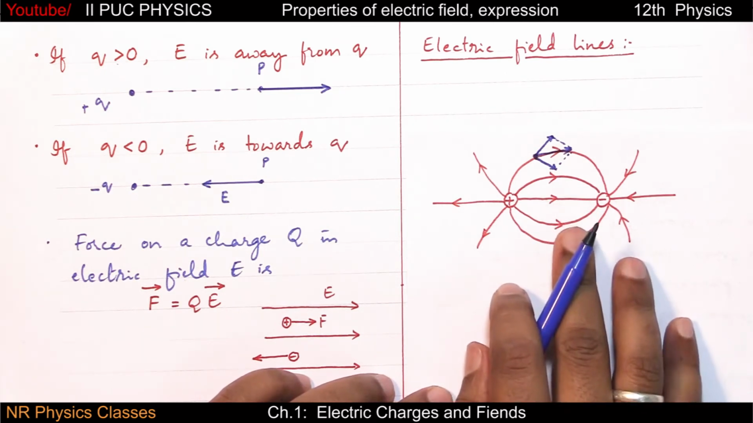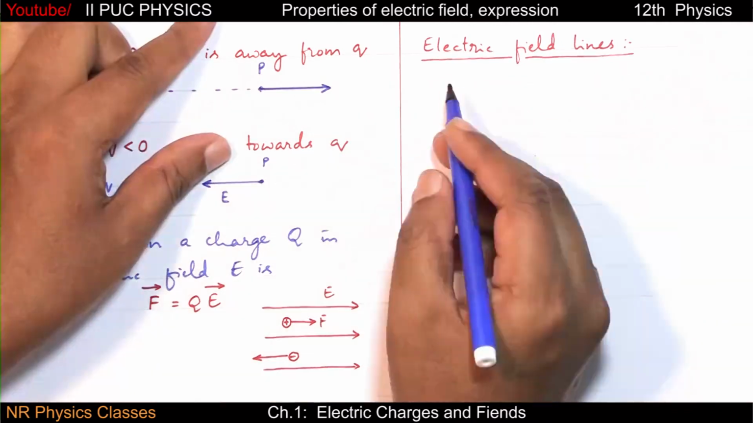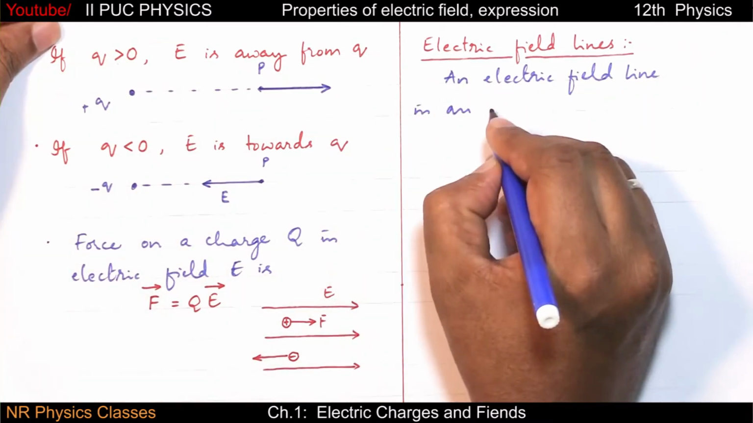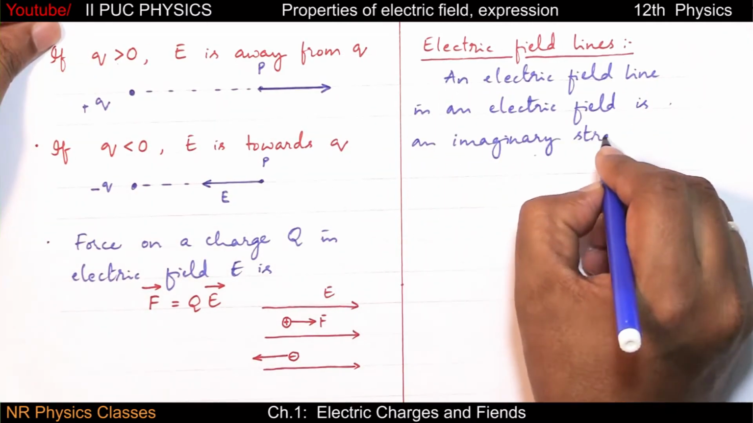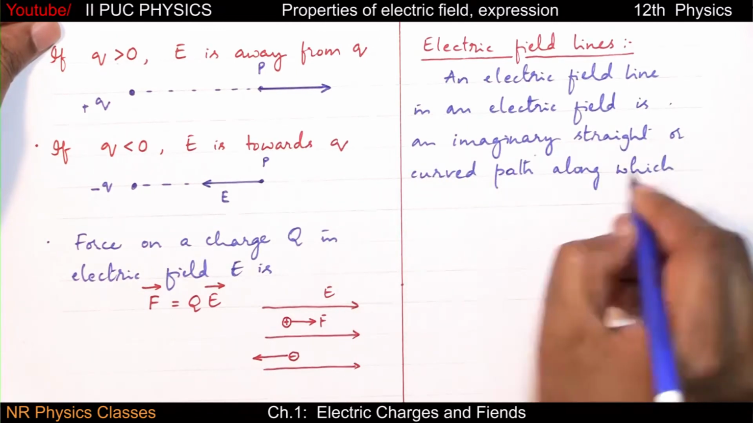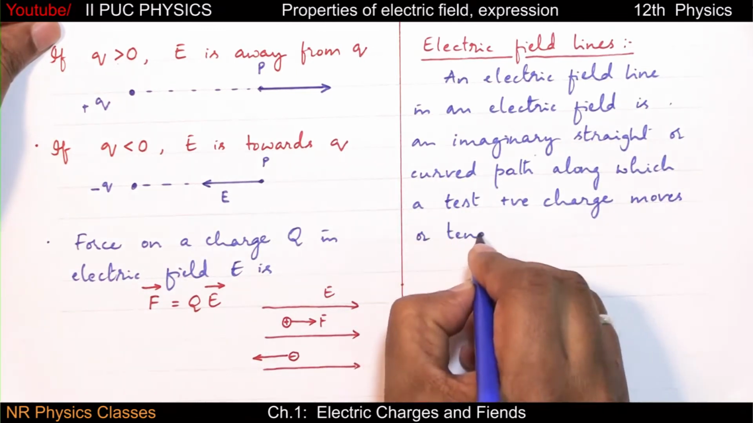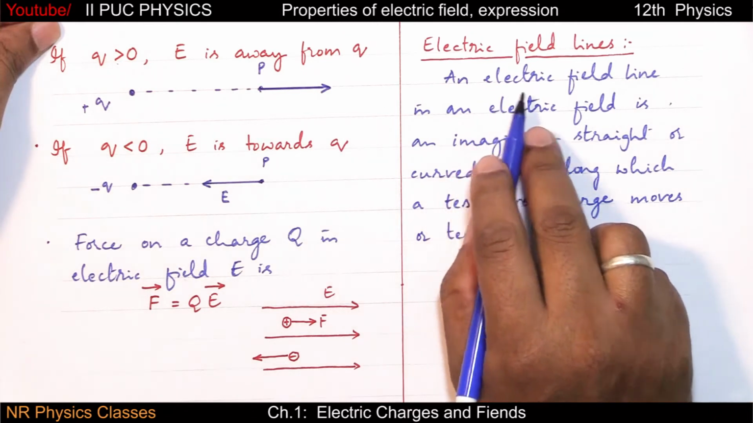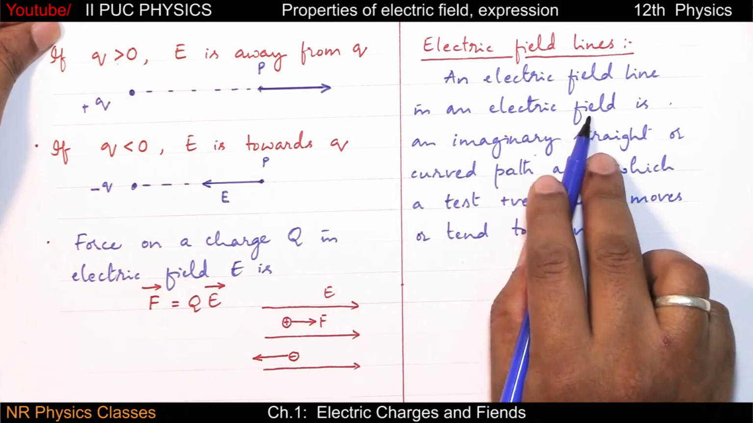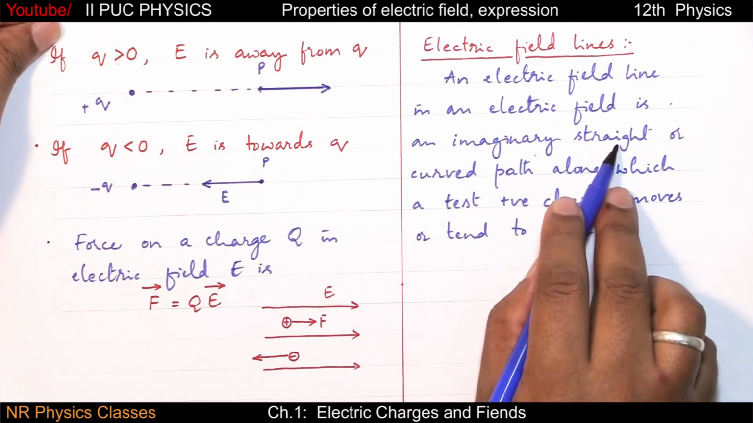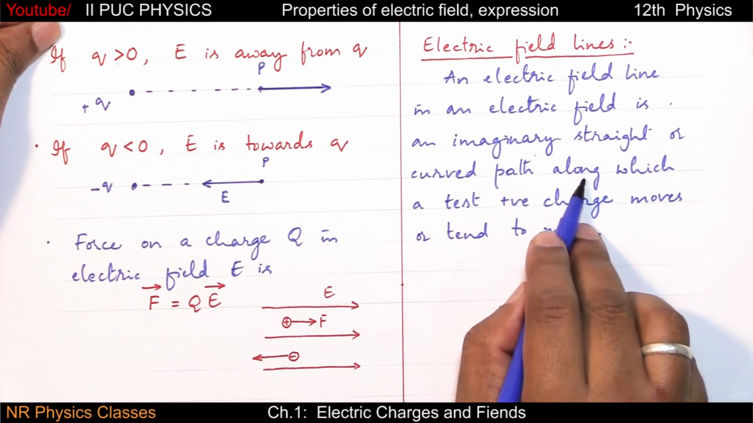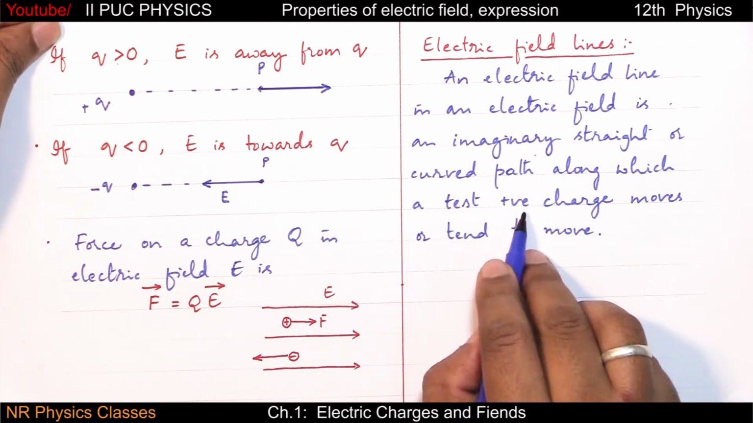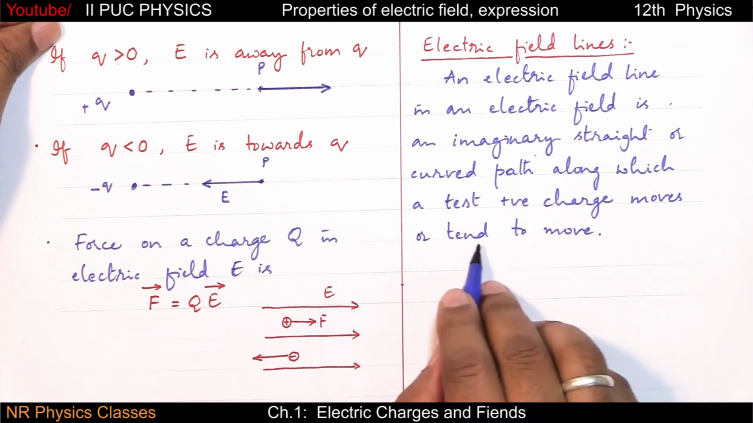So the direction of field lines is important. An electric field line in an electric field is an imaginary straight or curved path along which a test positive charge moves or tends to move.